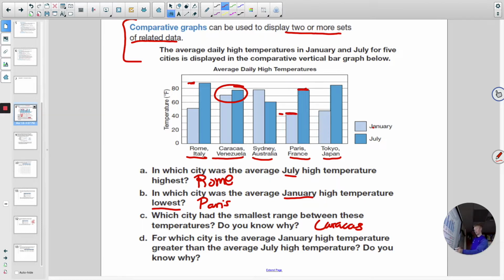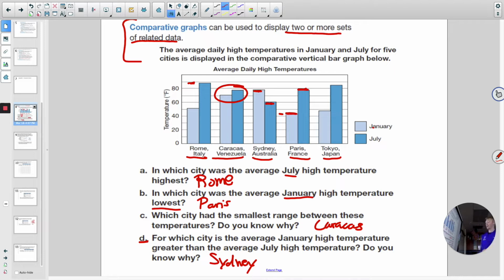All right, and then letter D. For which city is the average January high temperature greater than the average July high temperature? Do you know why? Average January would be the light blue. Average July would be the dark blue. So it looks like up here we have just under 80 degrees, and here we have just about 60 degrees. So it would be Sydney.